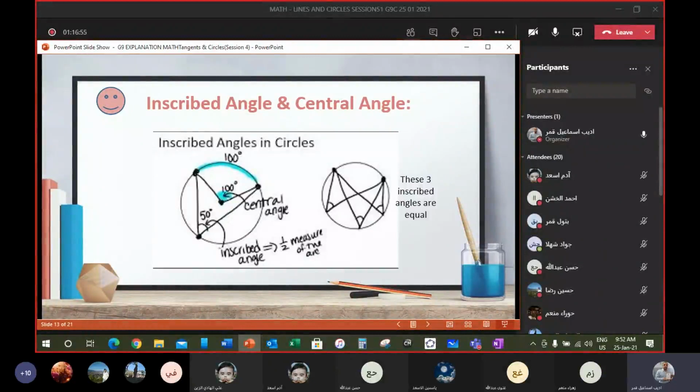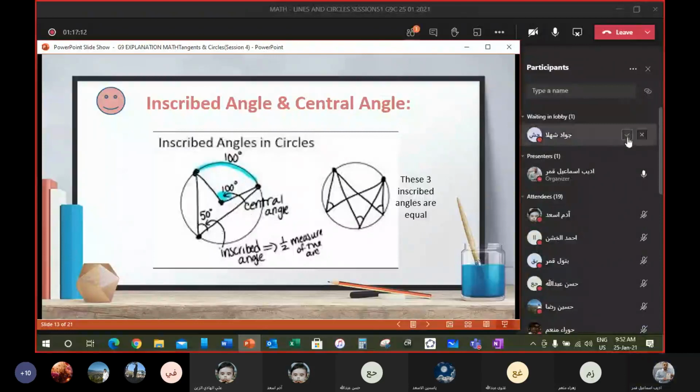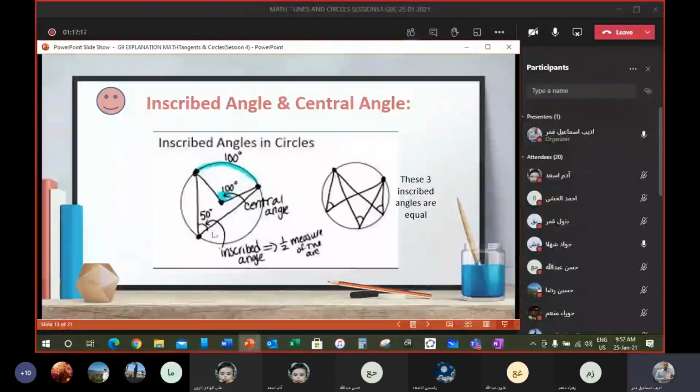Inscribed angle and central angle. What is the relation between inscribed angle and central angle? Look at this figure. This angle, which is 50 degrees, we call an inscribed angle, and this other angle is a central angle. Both angles are subtended to the same arc, which is 100 degrees. Then we say that the inscribed angle is equal to half the measure of the arc, which is 100 degrees, or the measure of the central angle over 2.